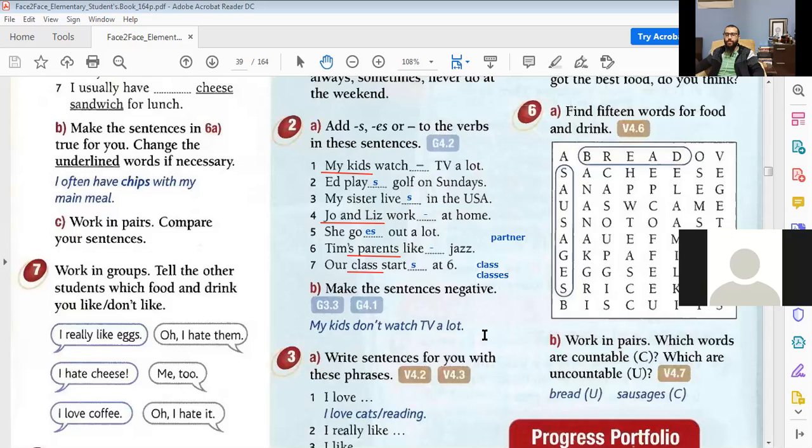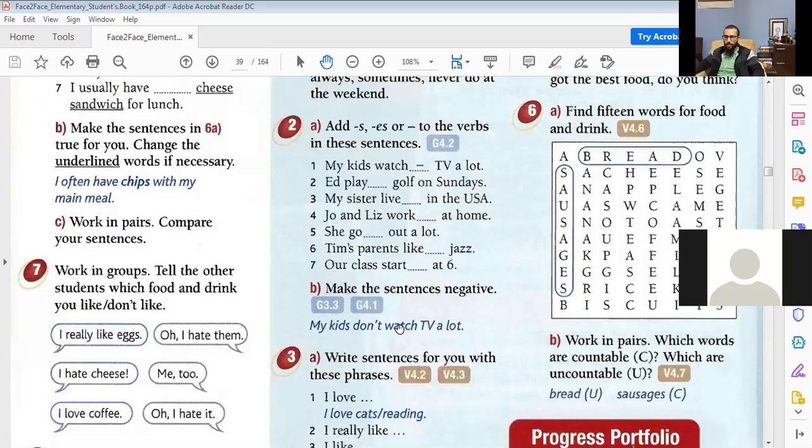All right. So this one is singular. It's one class, just one. Our class starts. Our class doesn't start. Your answer is correct. Okay, so this is present simple. How to make it into positive and negative.